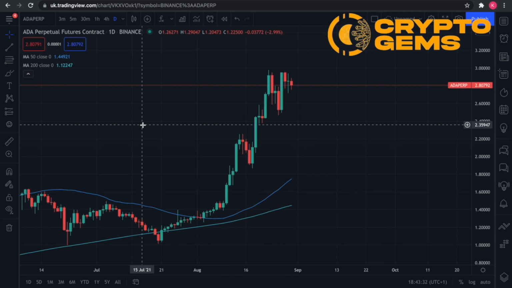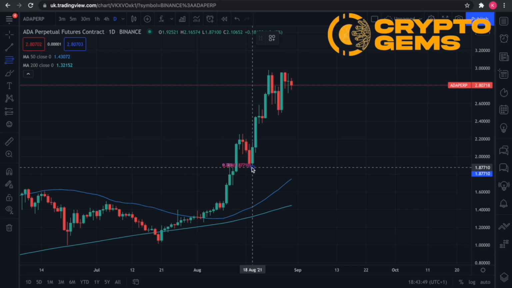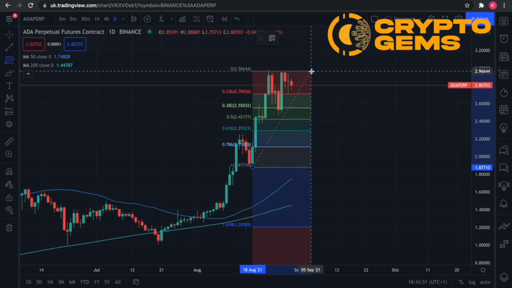So what we're going to do when we're in this sort of unknown territory is look and see where price may retrace to after a reversal, and also how and where price is going to move next. The way we're going to look at where price might retrace to is using the Fibonacci tool.